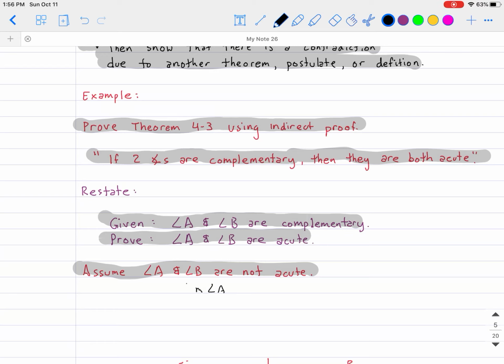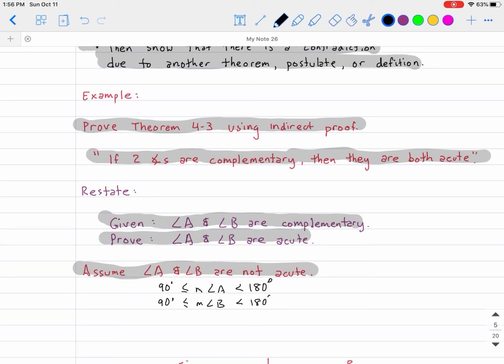Now, thinking about the numerical measurement of the angle, since it's either a right angle or obtuse, the measurement of angle A is going to be somewhere between 90 degrees and 180 degrees, inclusive of 90 because of the right angle, exclusive of 180 because we never look at the straight angle situation. If I look at the other angle, it's the same thing. The measurement of angle B is also going to range between 90 and 180 degrees.